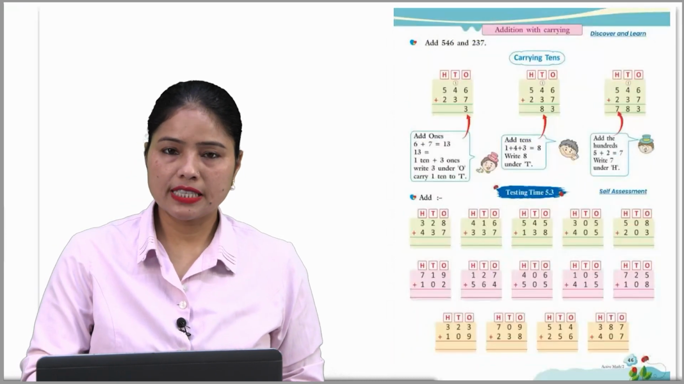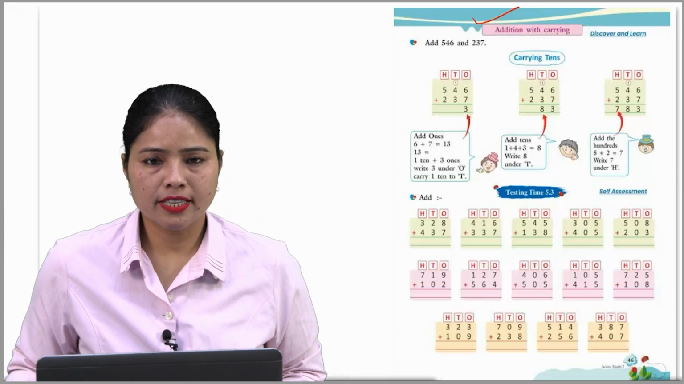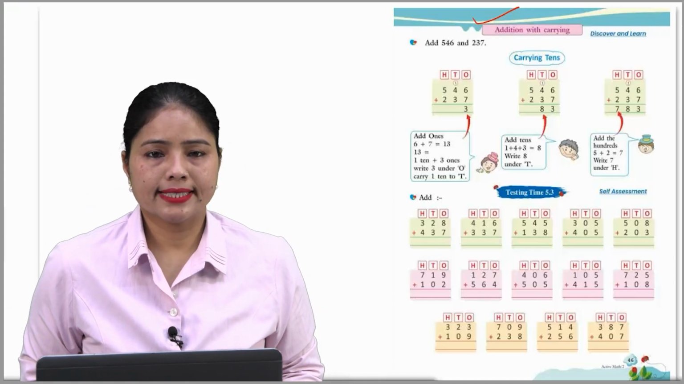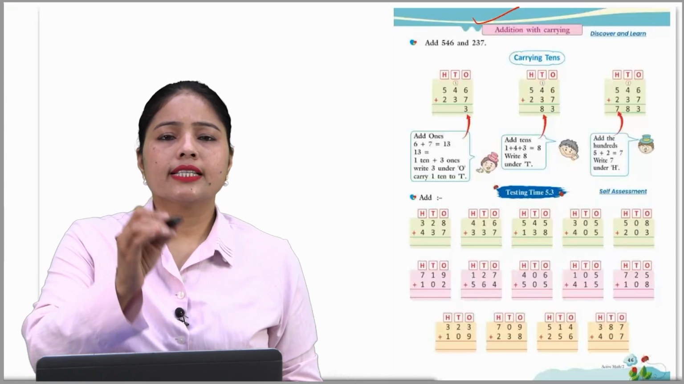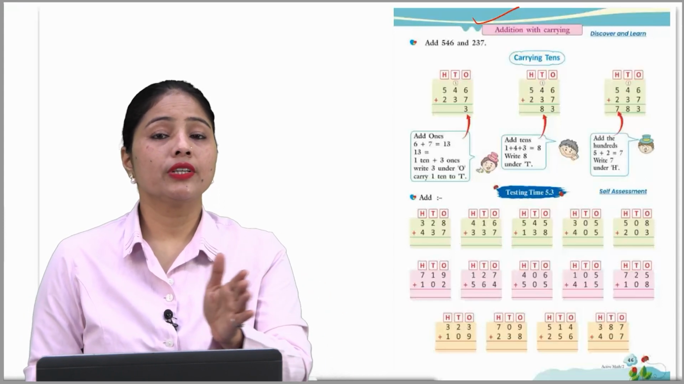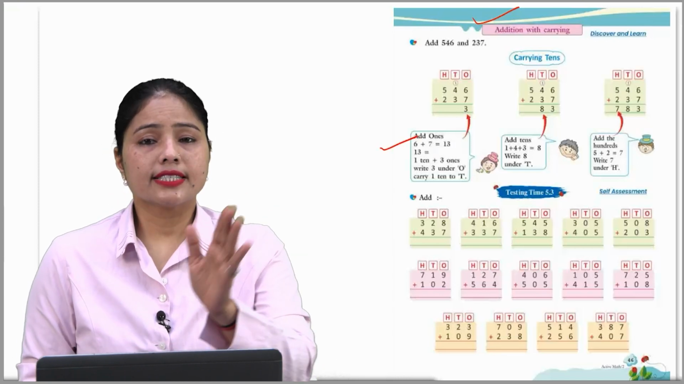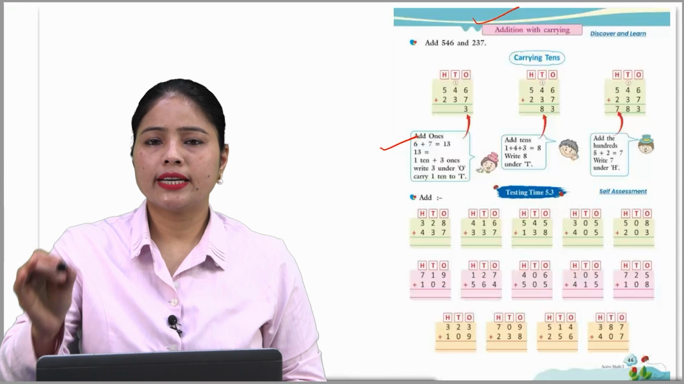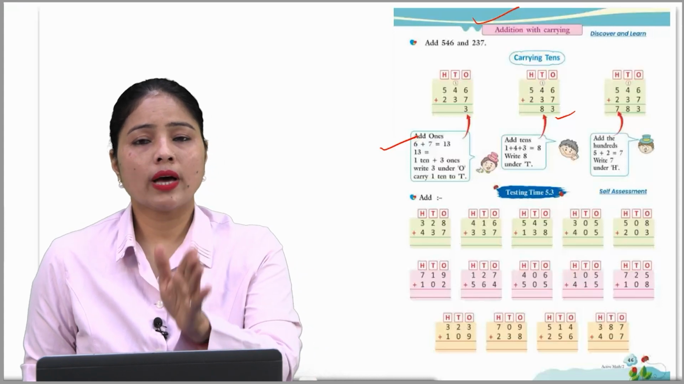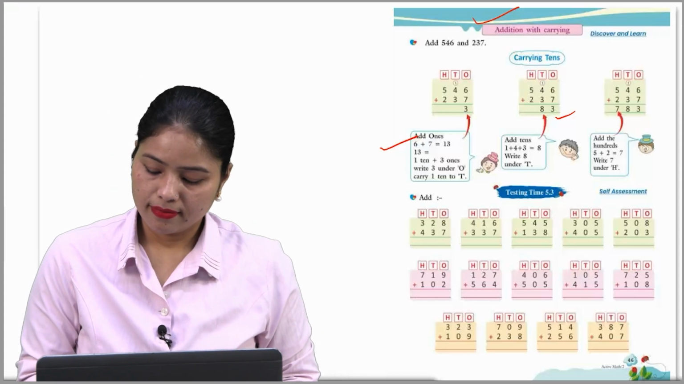Now move on to the next one, which is addition with carrying. Add 546 and 237. First one is 546 plus 237. You have to start with the ones place. So at ones, 6 plus 7 is equal to 13. So how do we write 13? 1 ten plus 3 ones. Write 3 under ones and carry 1 ten to tens. Okay, like this. Step number 2, add tens: 1 plus 4 plus 3 is equal to 8. Write 8 under tens. Okay.